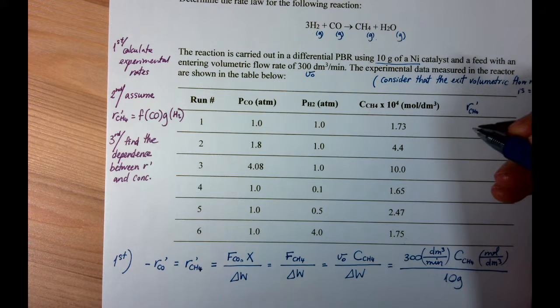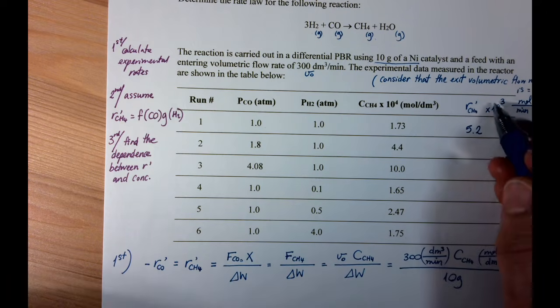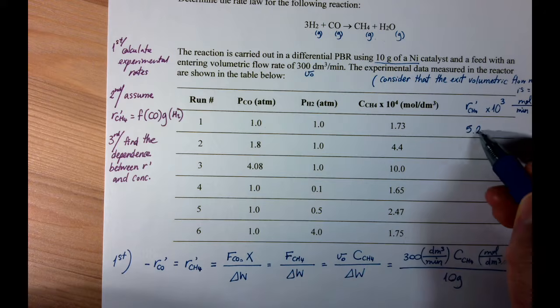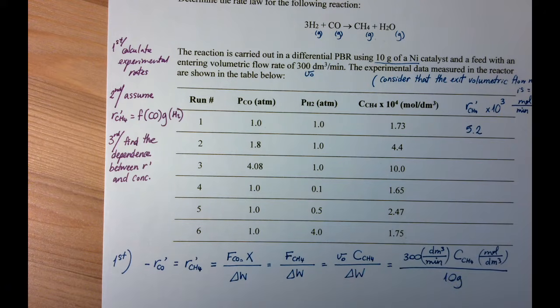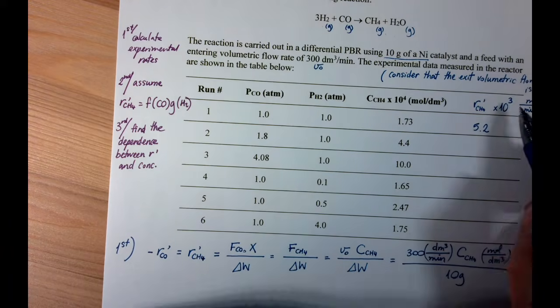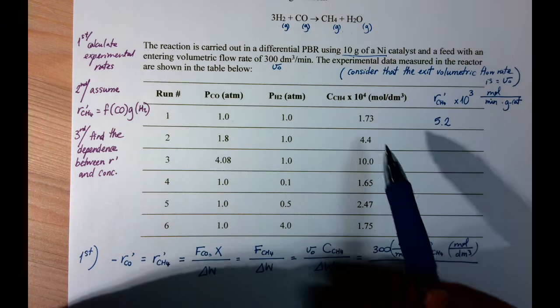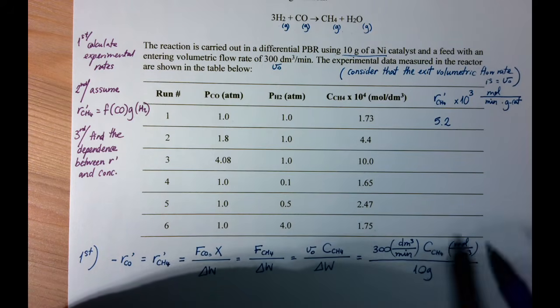0.0052, which I can also write as 5.2, and this rate would be times 10 to the 3 moles per minute per gram of catalyst. I'm writing this times 10 to the 3 so that I don't have very large significant figures. I don't want to write 0.0052, 0.000, whatever. Let's just keep it this way, and we're multiplying up here. So 5.2. Plugging in each one of these concentrations in this equation, we're going to obtain these rates here.